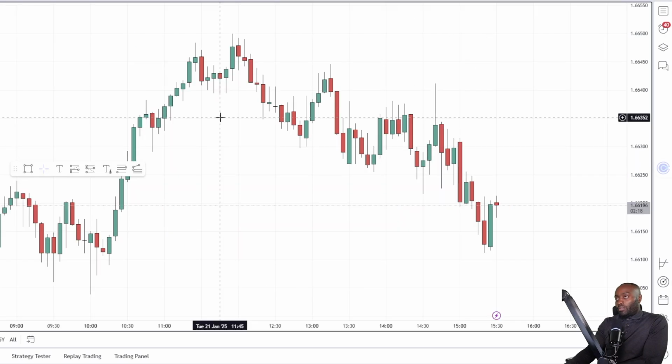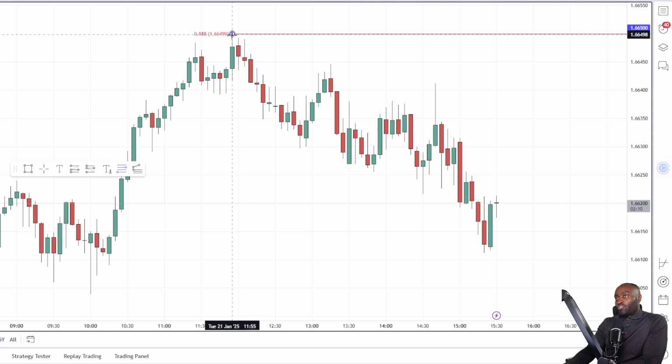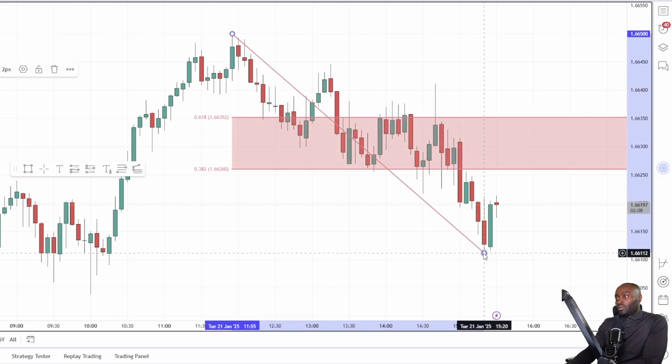This is now a real-time example of how to draw a Fibonacci retracement when looking for levels of resistance. Click on your Fibonacci tool, draw from high to low, and now we know that between our 38.2 level and 61.8 level, or this red area, this is our area of resistance.